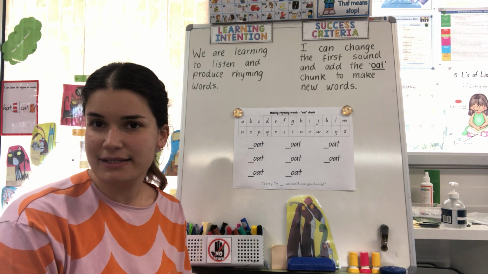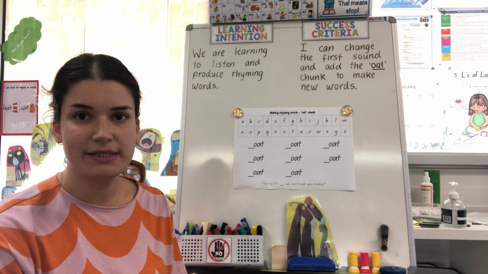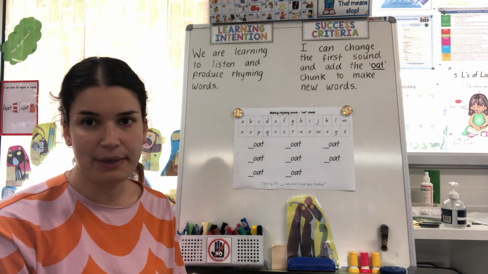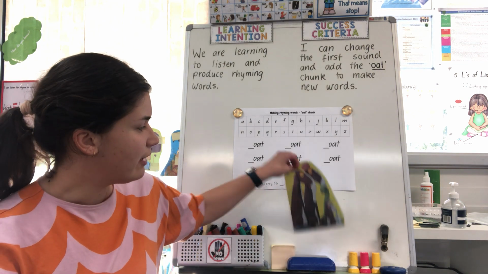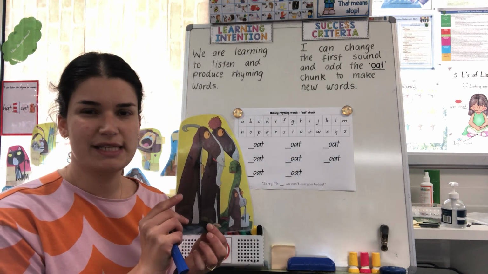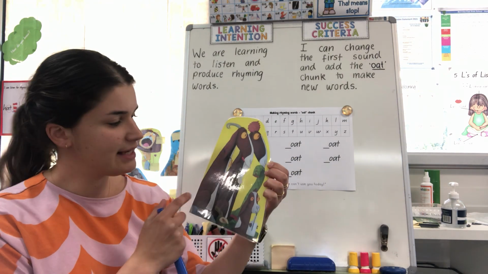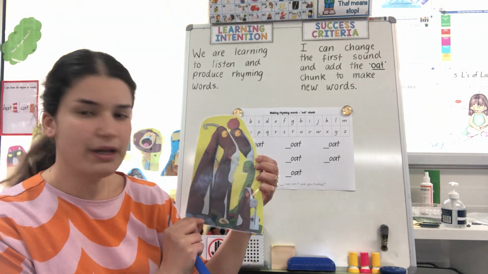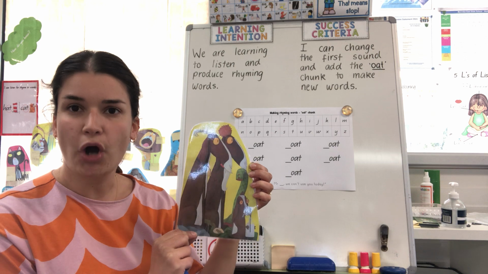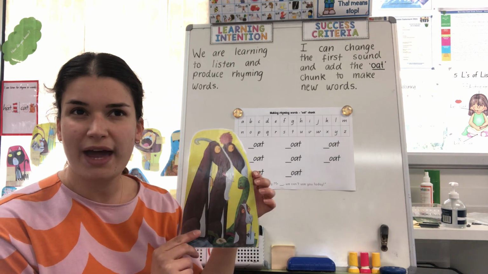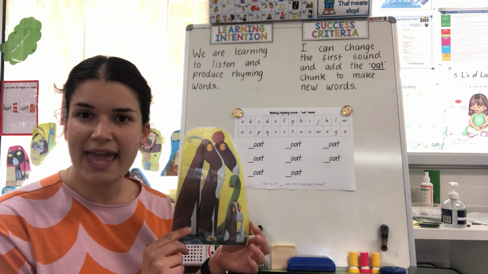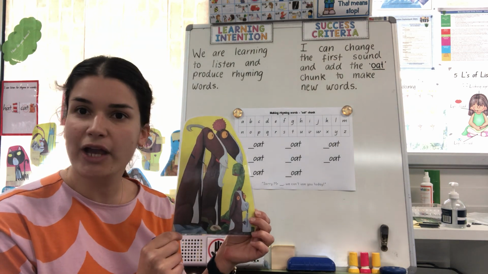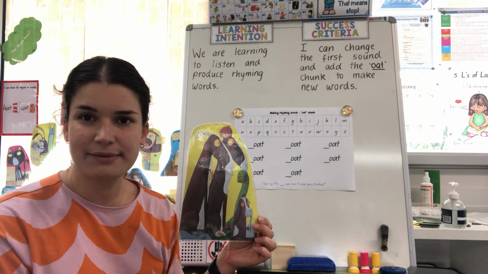Before you started this lesson, you should have listened to our focus text, Oi Frog, and hopefully you were listening out for some rhyming words. This is a picture from Oi Frog, and we're going to use this today. This picture has some goats, and the goat is sitting on a coat. Goat and coat both have the same chunk at the end. They have the oat chunk at the end, so goat and coat are rhyming words.